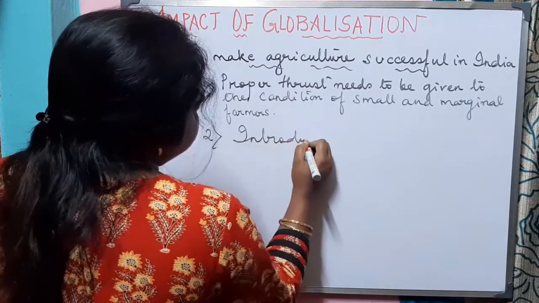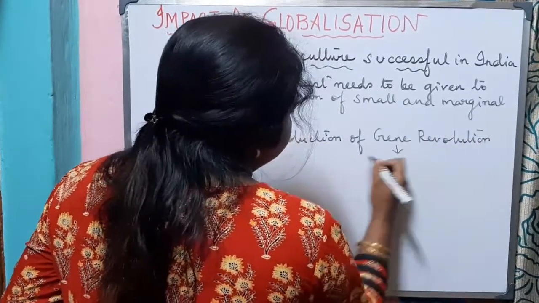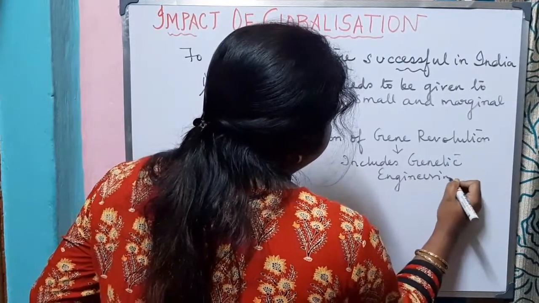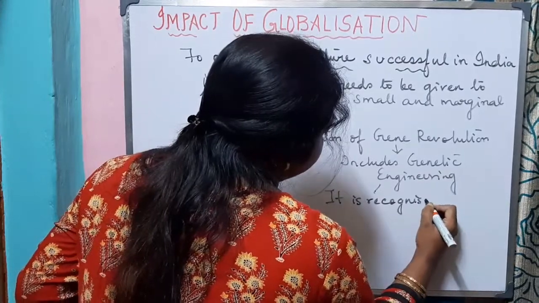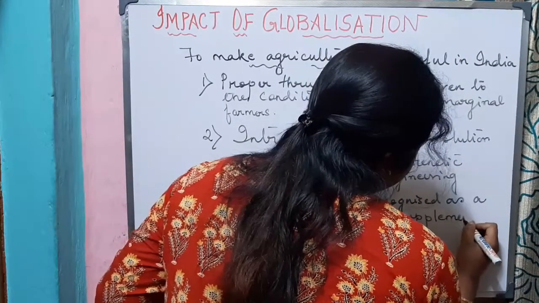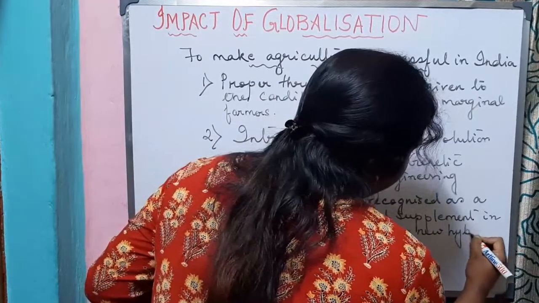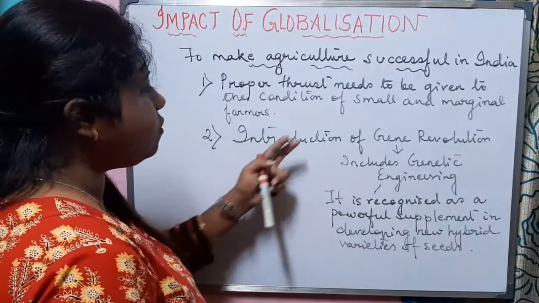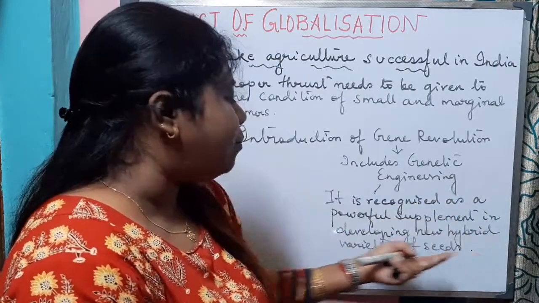Number 2, introduction of gene revolution, which includes genetic engineering. What is genetic engineering? It is recognized as a powerful supplement in developing new hybrid varieties of seeds. So, introduction of gene revolution, which includes genetic engineering, which is recognized as a powerful supplement in developing new hybrid varieties of seeds.